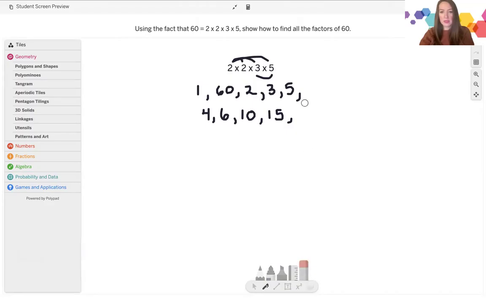Okay, and then I'm going to erase up here so I can think about next up, I'm going to make combinations of triples. So I could do, let's see, 2 and 2 and 3. Let's start there. 2 times 2 times 3. 2 times 2 is 4, times 3 is 12. I could do 2 and 2 and 5. 2 times 2 is still 4, times 5 is 20.